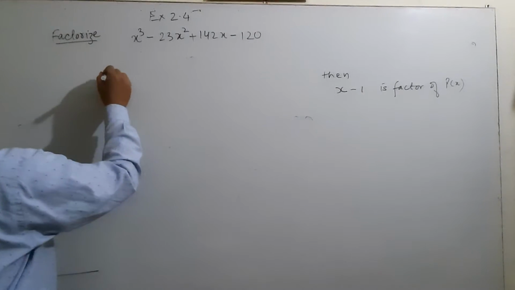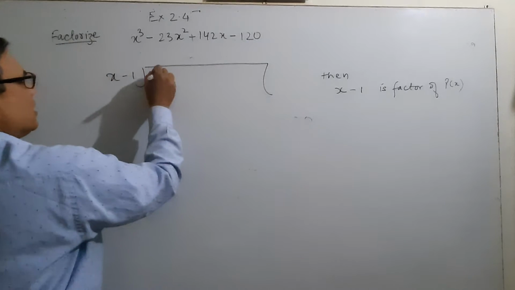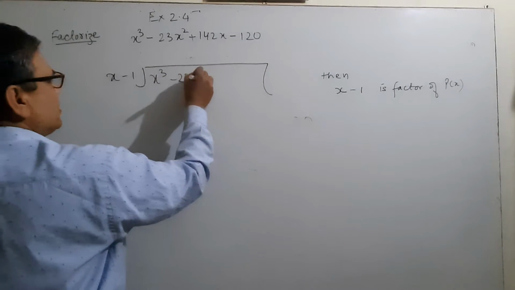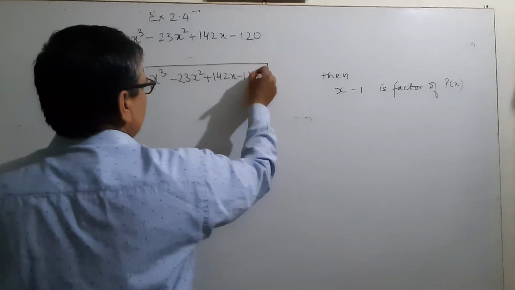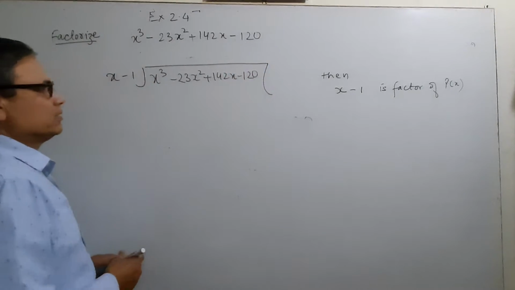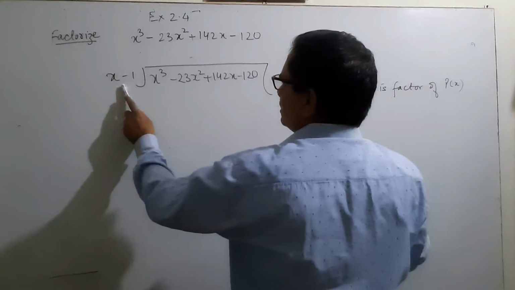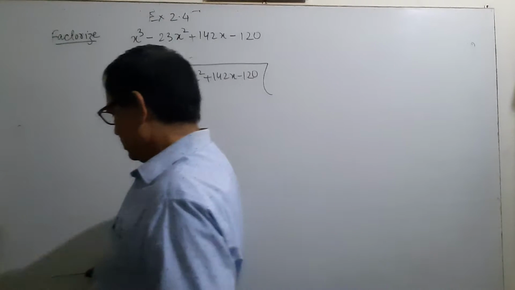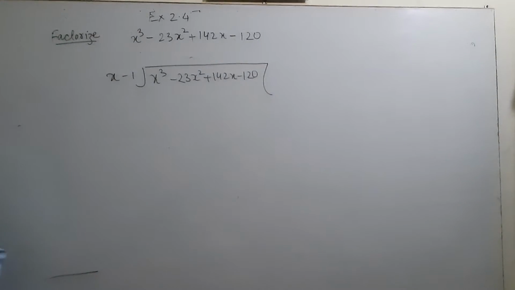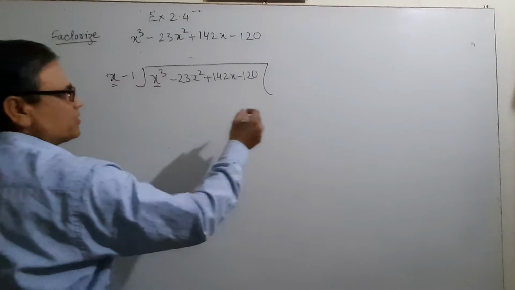This x minus 1 works as a divisor, and this is x cube minus 23x square plus 142x minus 120. Since x minus 1 is a factor of p, the remainder will be 0, which we have already proved. And now, you know, first term divided by first term.